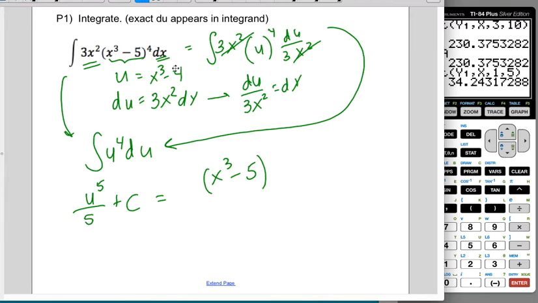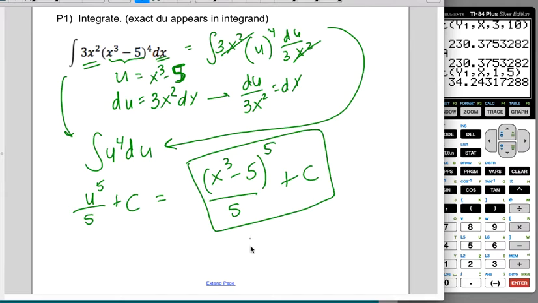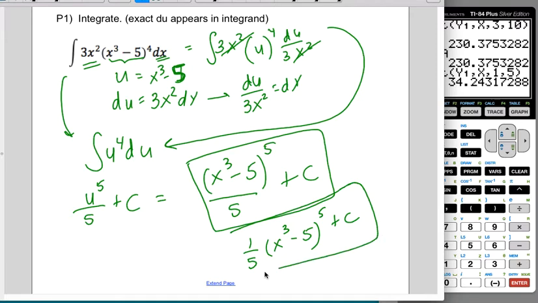Oh, I don't know where I made that a 5 from. Sorry, my bad. It's x to the 3rd minus 4, raised to the 5th, all over 5 plus c. If you like it that way, that's fine. If you'd rather write it as a 1/5 in front of all of that, that's totally fine. Sorry that I accidentally wrote it wrong there. All right, either of those would be totally fine.